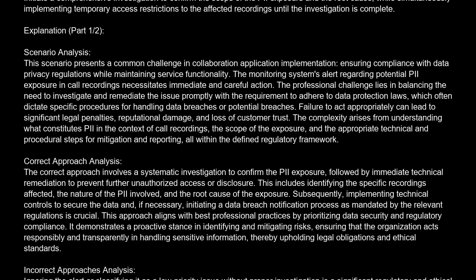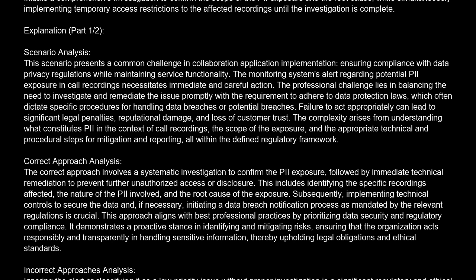Correct approach analysis. The correct approach involves a systematic investigation to confirm the PII exposure, followed by immediate technical remediation to prevent further unauthorized access or disclosure. This includes identifying the specific recordings affected, the nature of the PII involved, and the root cause of the exposure. Subsequently, implementing technical controls to secure the data, and if necessary, initiating a data breach notification process as mandated by the relevant regulations is crucial.